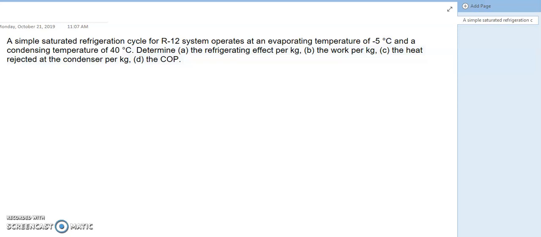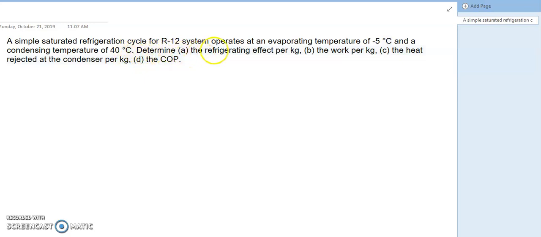So we have an example for the topic simple vapor compression cycle. Example number 1: a simple saturated refrigeration cycle for an R12 system operates at an evaporating temperature of -5 degrees Celsius and a condensing temperature of 40 degrees Celsius.